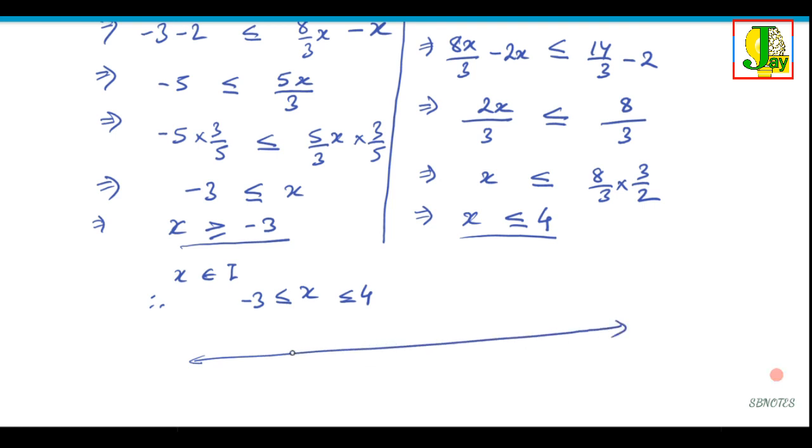So -4, and here -3, -2, -1, 0, 1, 2, 3, 4, one more, 5. Okay, so integers, we just have to darken the circles. -3 is included, 4 is also included in that.